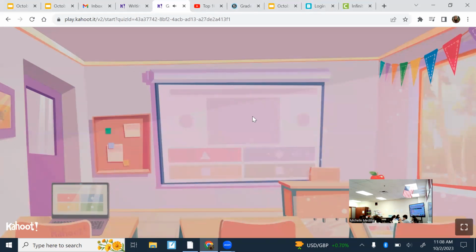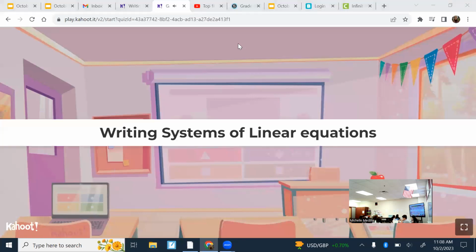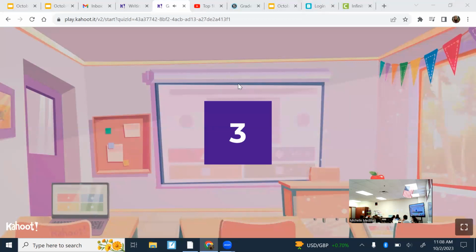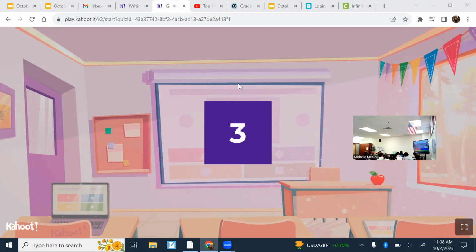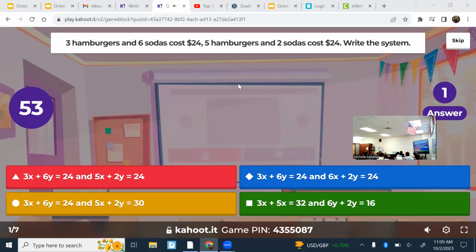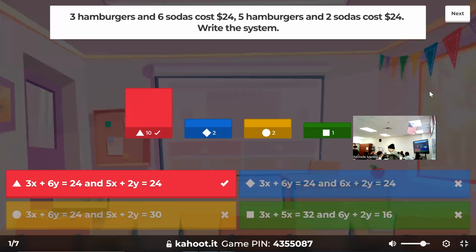All right. I picked this Kahoot mostly to help you with your constructed response. So we are writing a system that represents a situation. 3 hamburgers and 6 sodas cost $24. 5 hamburgers and 2 sodas cost $24. Write the system. But we need to get better at writing the system when it's from a situation.